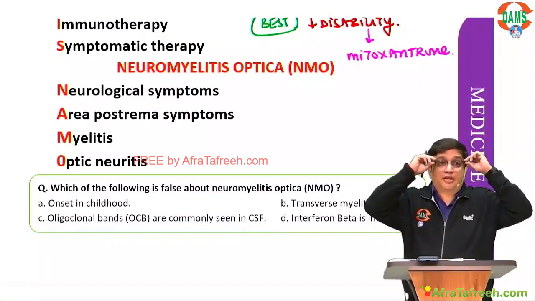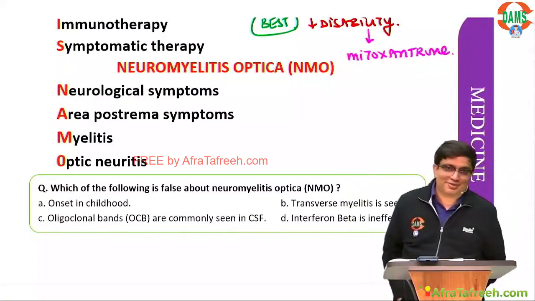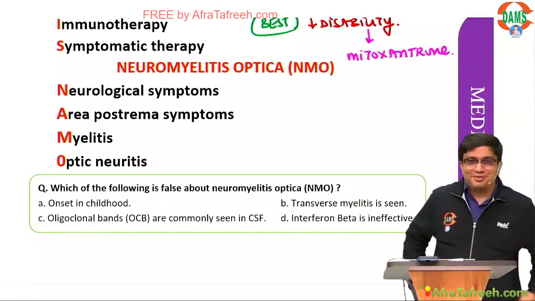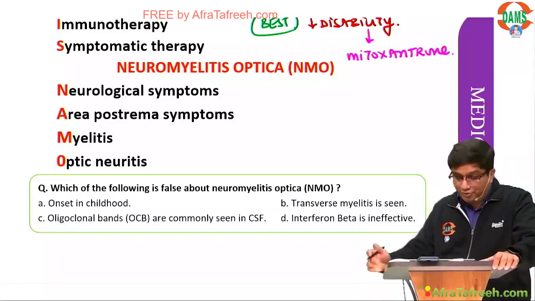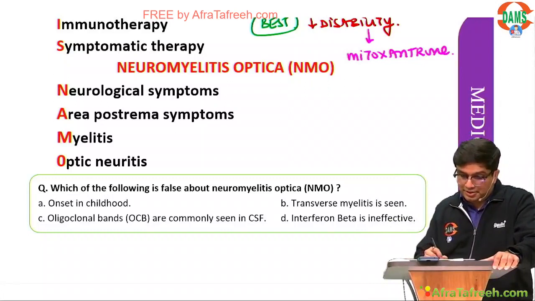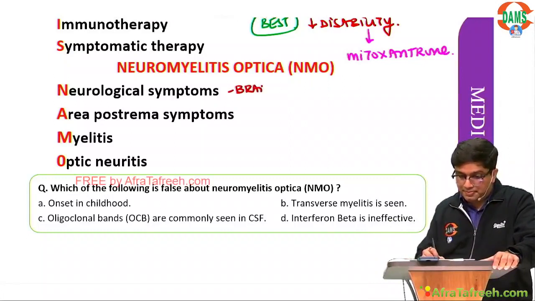Then we have neuromyelitis optica. Okay, so they get neurological symptoms in the form of brainstem symptoms, cerebral symptoms.